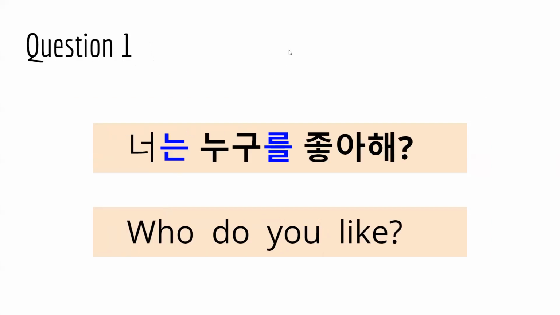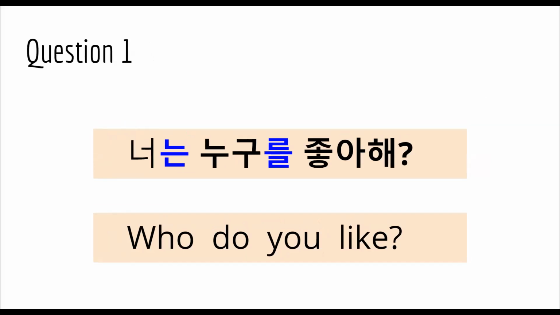With these 3 words, we formed a question. 너는 누구를 좋아해? Recall that the 는 after 너 is a topic marking particle. 를 after 누구 is an object particle. And 좋아해 means like. In English, the 5 W's, who, what, where, and why, are placed at the beginning of a sentence. But this is not true in the Korean language. In Korean, the subject is placed in the beginning, and the verb is placed at the end of the sentence. So here the subject is 너는, you, and the verb is 좋아해, like.